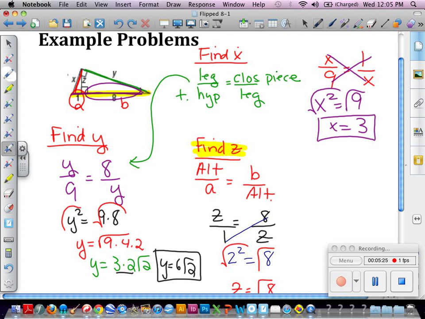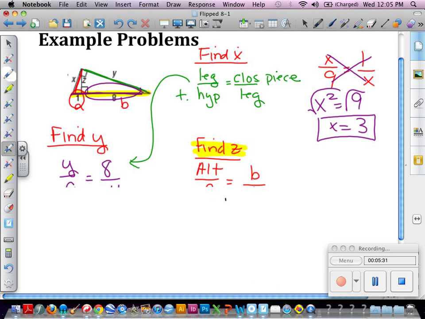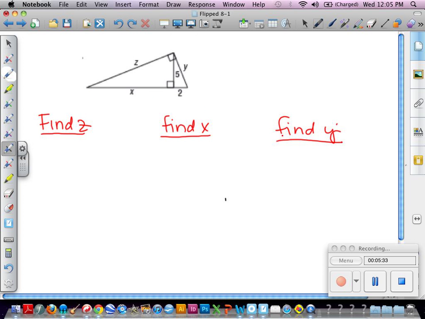So we found all of our pieces, x, y, and z. Let's take a look at our next example. We've got to find z and x and y. All right, so I have z first here, so I'm looking at z. And that's a leg. So I would need my leg and my leg. And I need my total hypotenuse. And I need my closest piece.